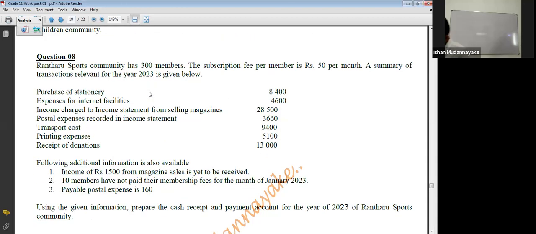Right, students. Last day we discussed up to question number 8. It means we discussed the receipt and payment account last day. Today we will discuss the members' subscription fee in a non-profit organization, and the income statement.